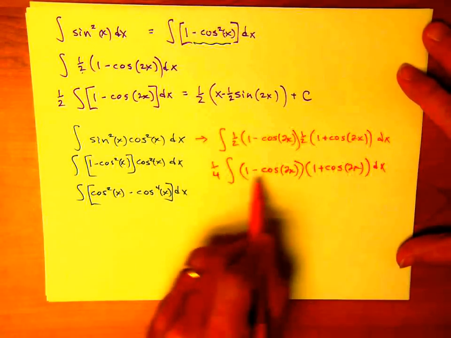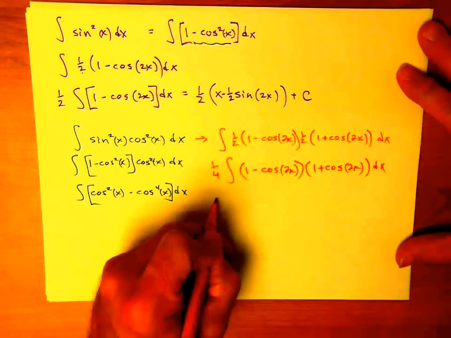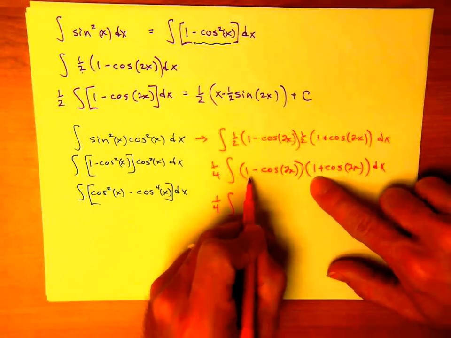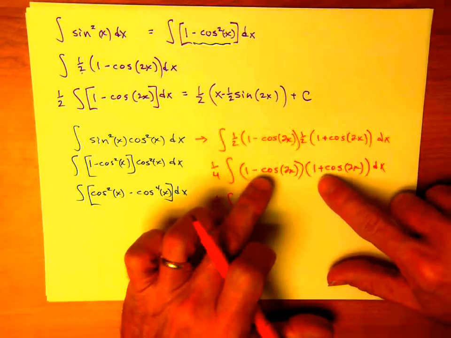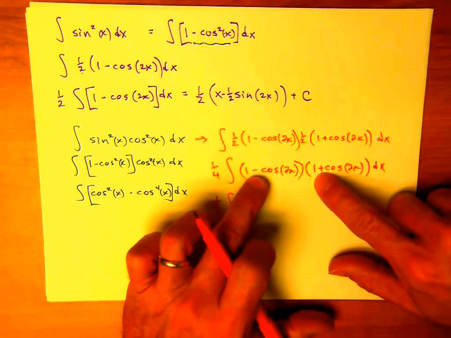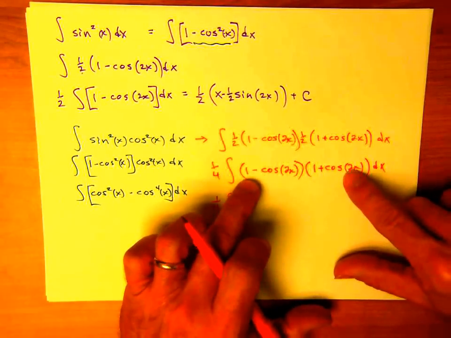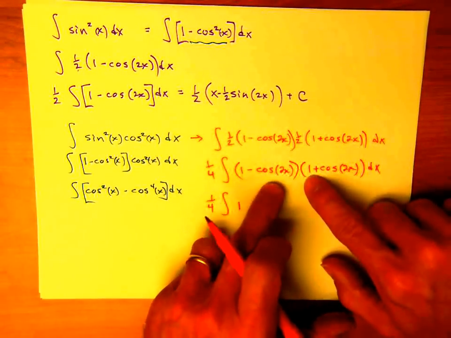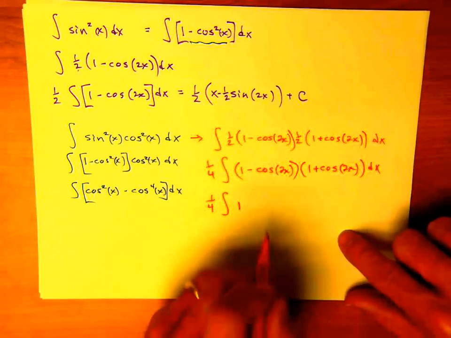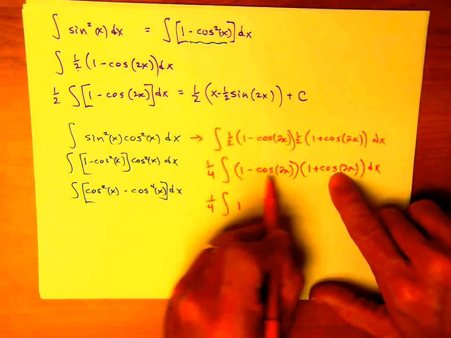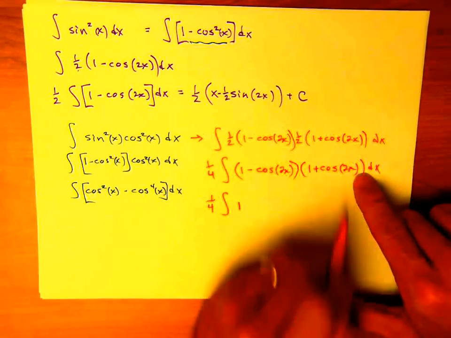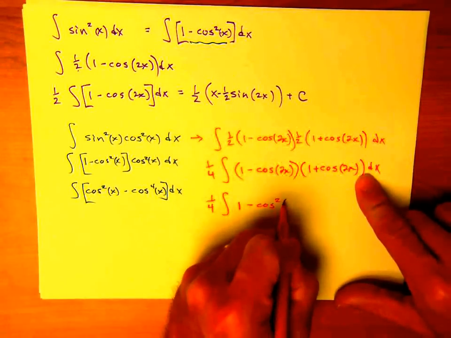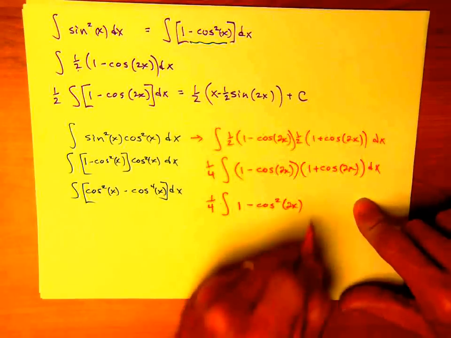So let's expand this out and see what we end up with, and see if it's something we can handle. I have 1 times 1, that's 1. Notice these are exactly the same except for a plus and minus. So when I FOIL this out, the outer and the inner are exactly the same except for the opposite sign. So I have a cosine 2x and a minus cosine 2x. Those will cancel. Then I have minus cosine 2x times plus cosine 2x, that's minus cosine squared of 2x.